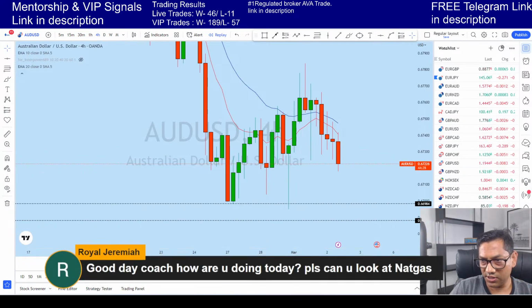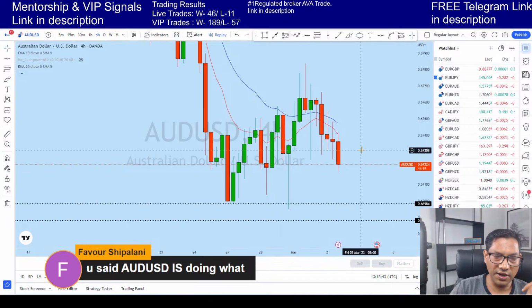I'm good. Please, can you look at NatCat? Yeah, absolutely, I'll look at it. AUD USD is still preparing for a drop, but from this support we might see a bounce.